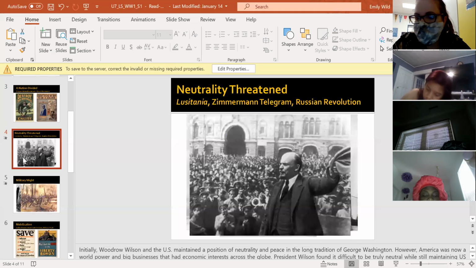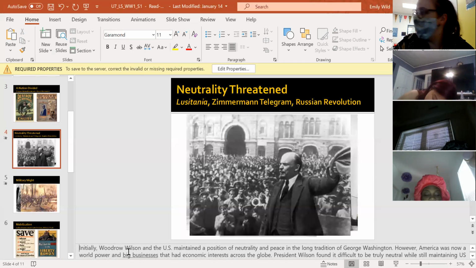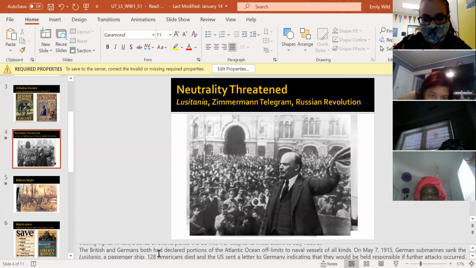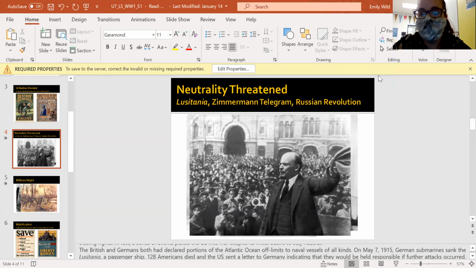So Woodrow Wilson was reelected in 1914 under the premise that he would keep the United States out of World War I. That was his job. That was what he was going to do. However, President Wilson soon found it really difficult to hold on to that promise. And there are a series of events that lead to the United States joining World War I.